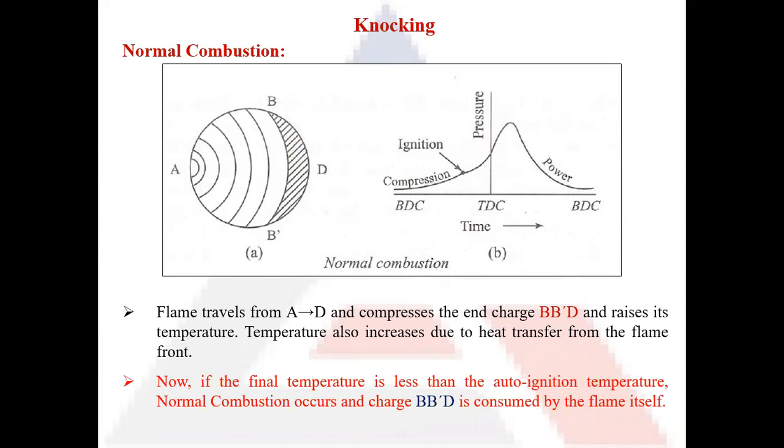Now, if the final temperature, before the actual flame front reaches this last fuel layer B dash, is less than the auto-ignition temperature of the fuel, then the combustion will take place normally and smoothly, and the curve will be smooth. So this is normal propagation of flame.